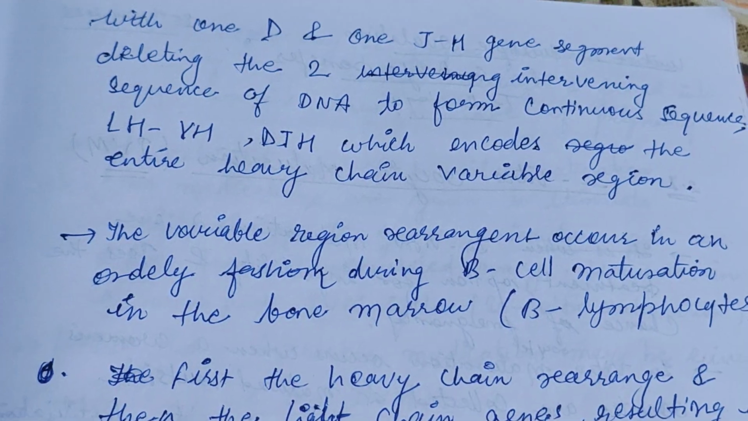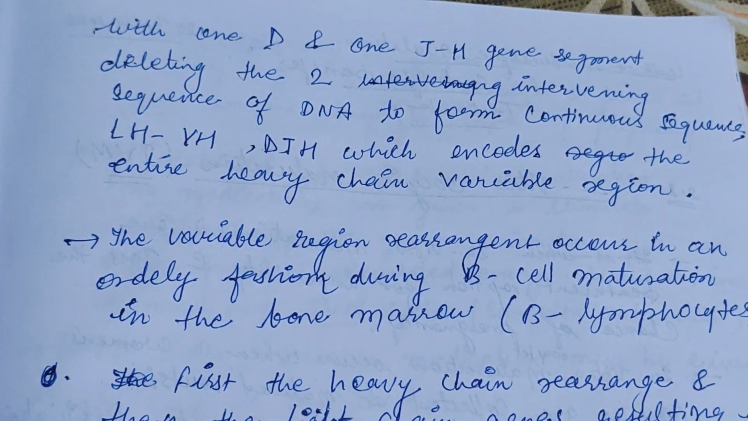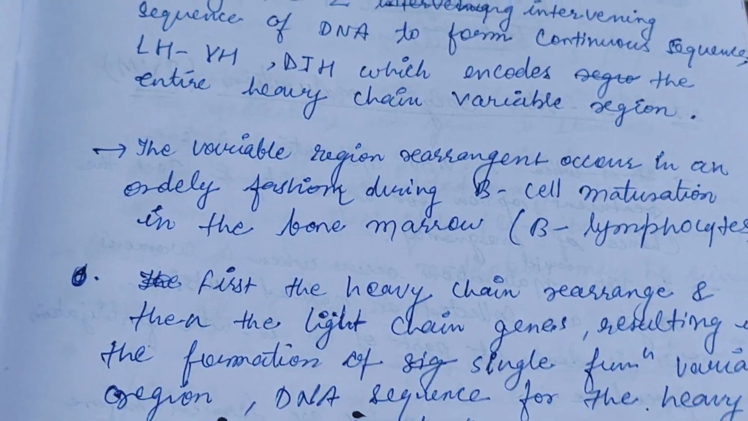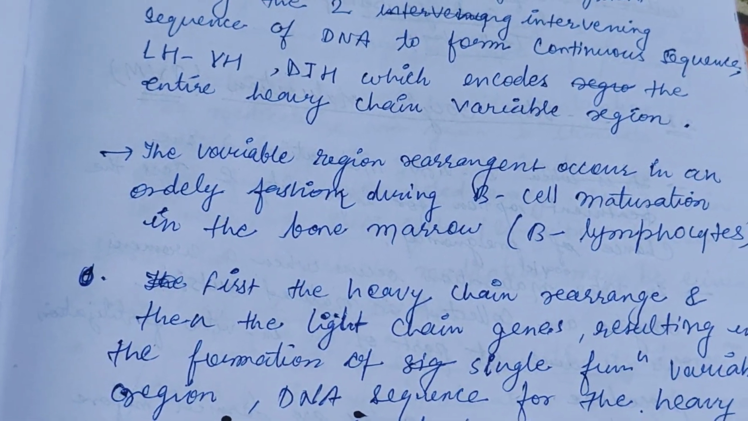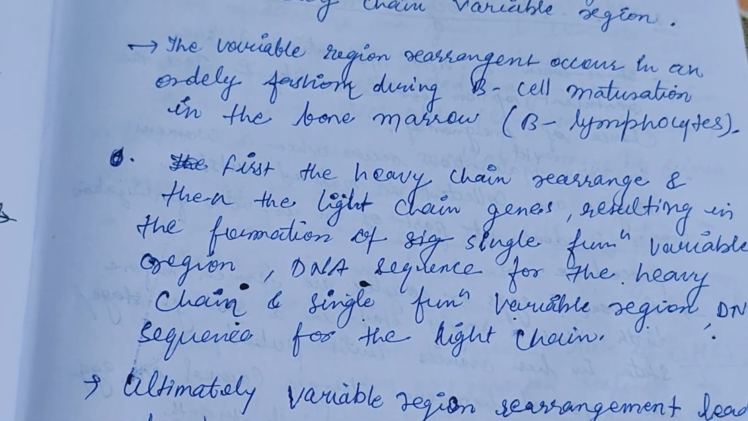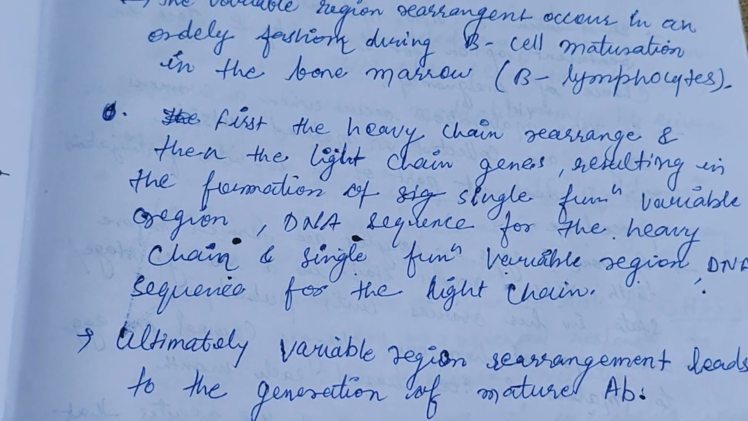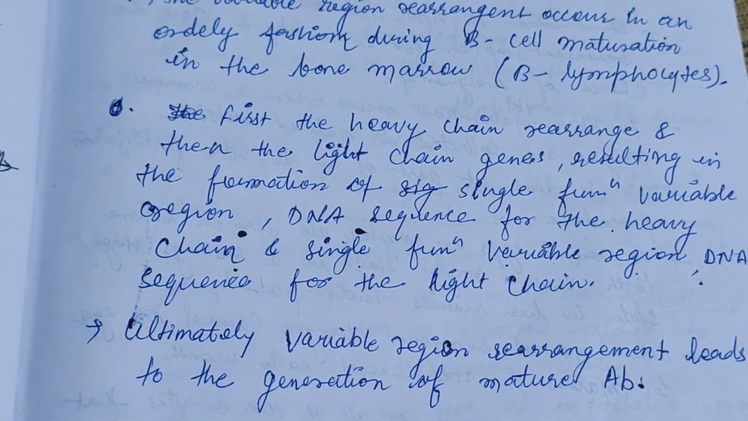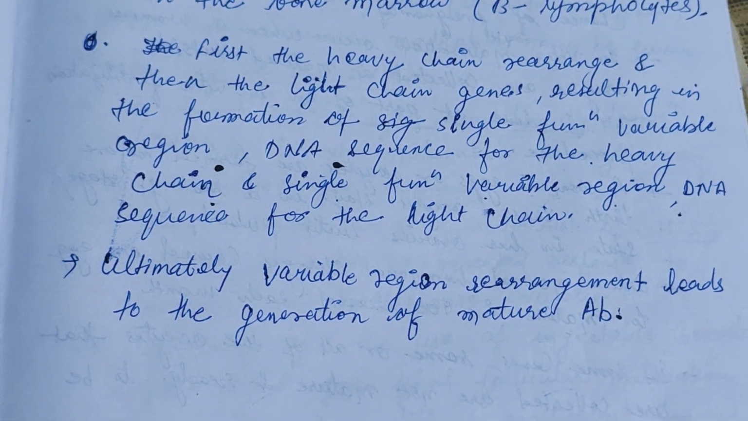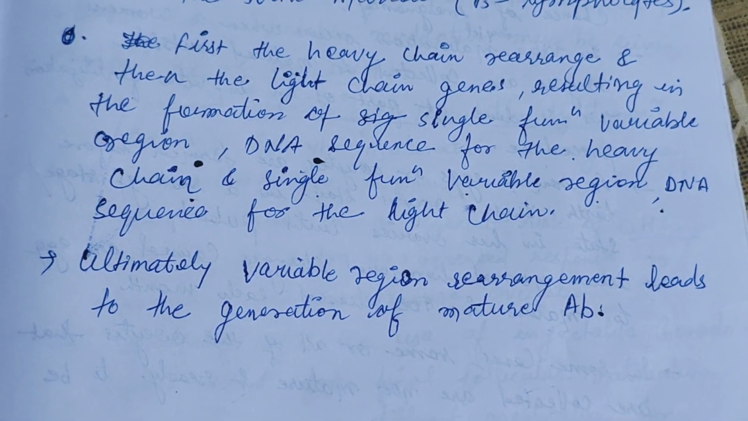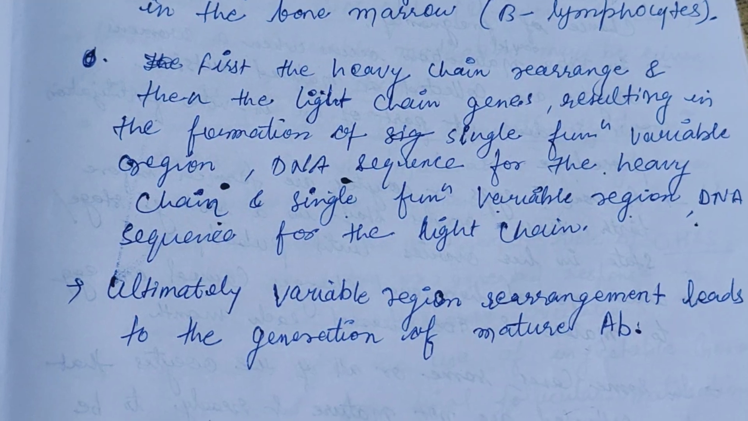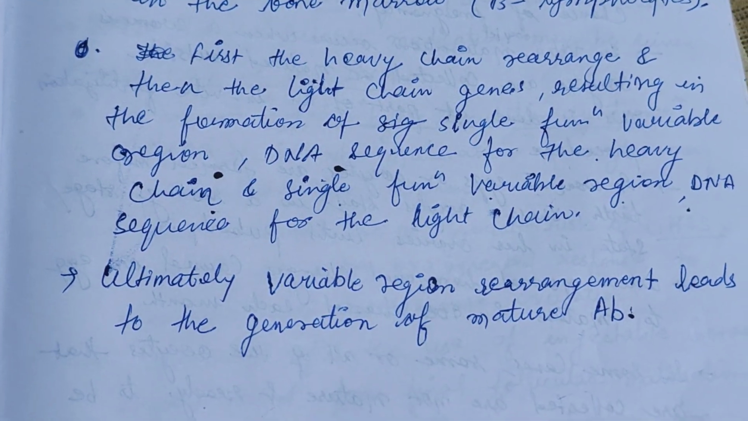With one D and one J heavy gene segment, deleting the intervening DNA sequences forms a continuous sequence LH, DH, DJ heavy chain, which encodes the entire heavy chain variable region. So first the heavy chain rearranges and then the light chain genes, resulting in the formation of a single functional variable region DNA sequence for the heavy chain and a single functional variable region DNA sequence for the light chain. So this is all about the organization of the Ig genes, that is immunoglobulin genes or the antibody genes.